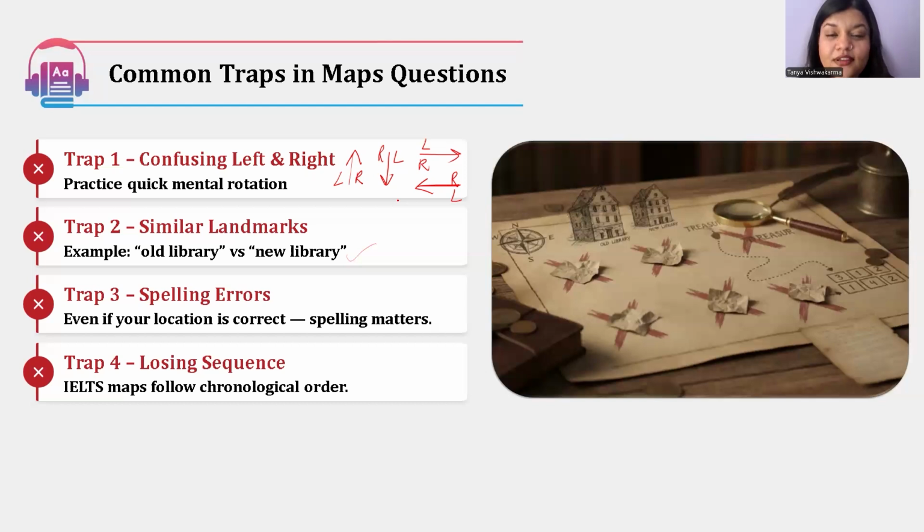Now, losing the sequence is trap 4. IELTS maps follow chronological order, which means if you start from question number 1 to question number 5, the speaker is going to exactly track the questions that are given. So do not lose sequence. Suppose in any case you got distracted or zoned out. Don't worry, the next location will start with the very same starting point as the previous. So even if you lose one, it's totally fine. You can always cope with the other questions.